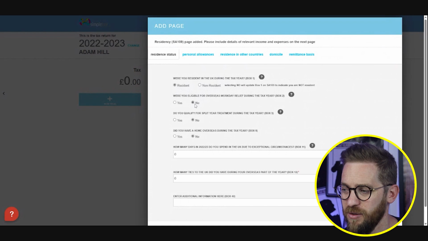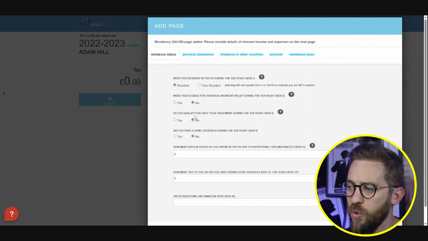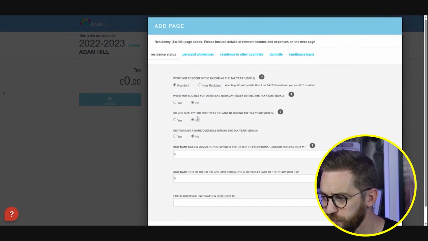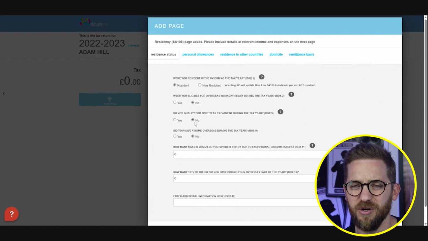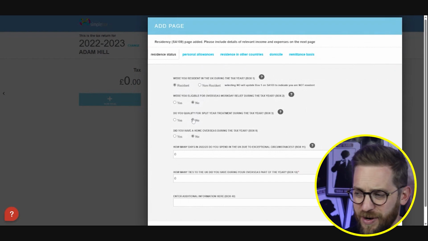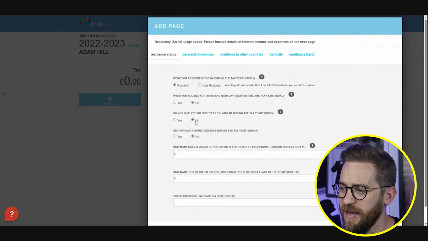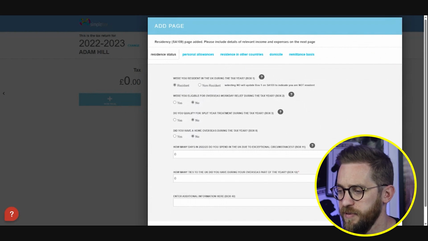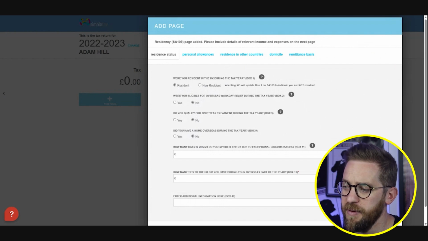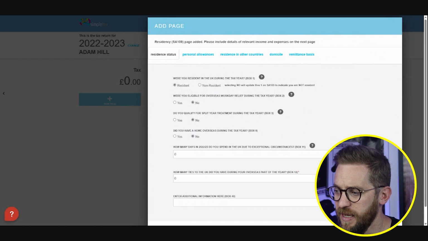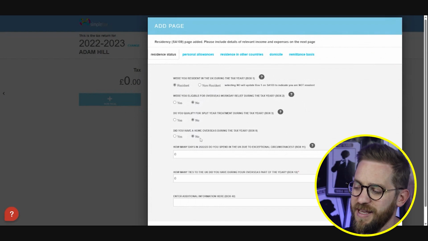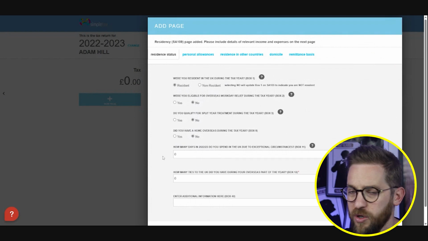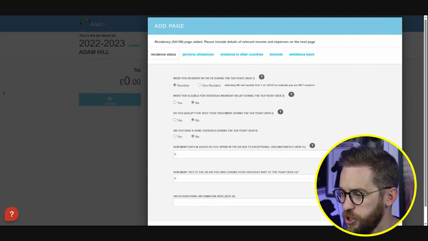Were you eligible for overseas workday relief? This one isn't going to apply, so I'll leave that as no. Do you qualify for split year treatment? Again, that's a question trying to work out if I was considered resident in the UK, so I'll leave that as no. Did you have a home overseas during the tax year? I'll leave that one as no, but it could potentially apply. How many days in the 22-23 tax year did you spend in the UK due to exceptional circumstances? Again, we're looking at residencies. That's not going to apply to this situation.